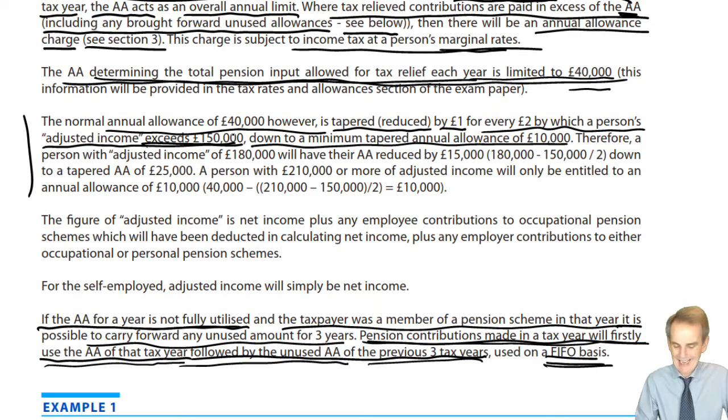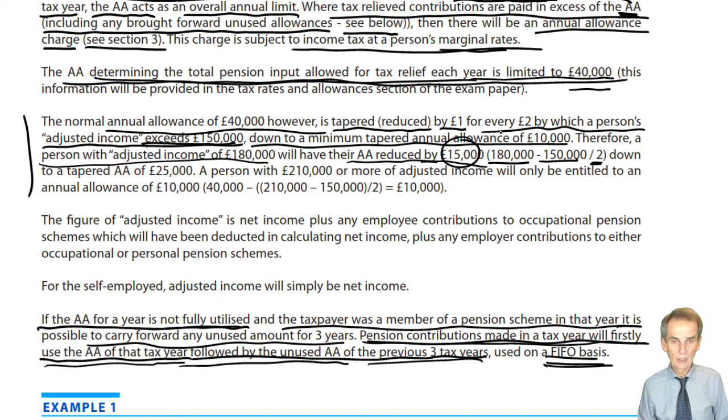So some basic exercises here. If a person had adjusted income of £180,000, then their AA will be reduced by 15,000. 180 exceeds 150 by 30,000. 30,000 divided by 2, that will be £15,000. So we'll take that away from the 40,000 and it will reduce it to a tapered AA of £25,000.